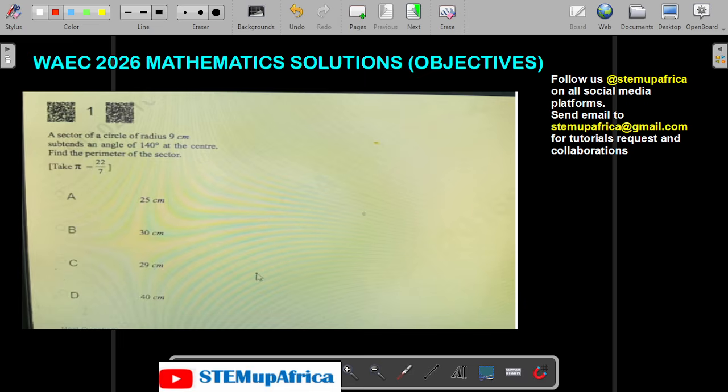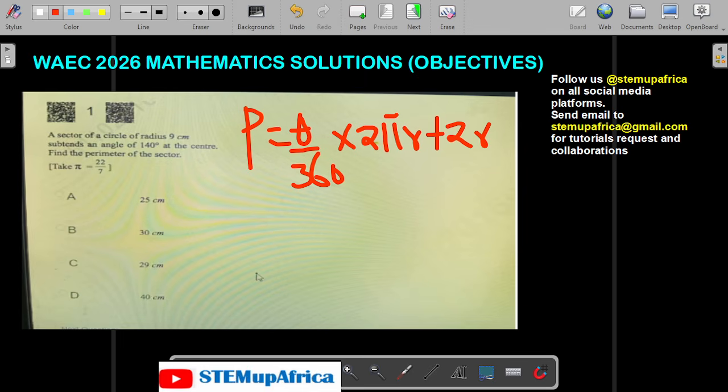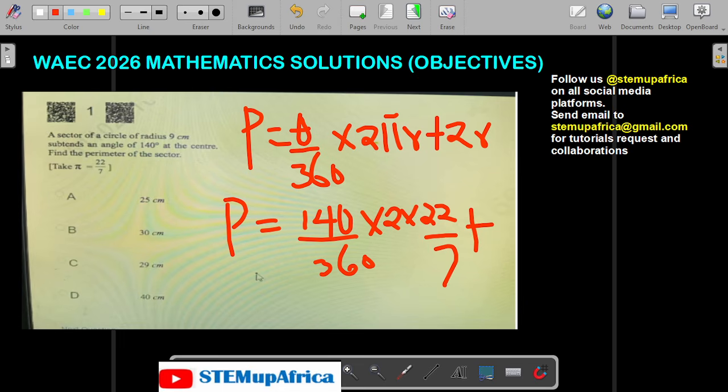It said a sector of a circle with center O; find the perimeter. So you know what the perimeter of the sector is. P is theta over 360 times 2 pi radius plus 2 radius. That's the perimeter of a sector. So my P will be theta, which is 140, over 360 times 2 times 22 over 7 times the radius, which is 9, plus 2 times 9.